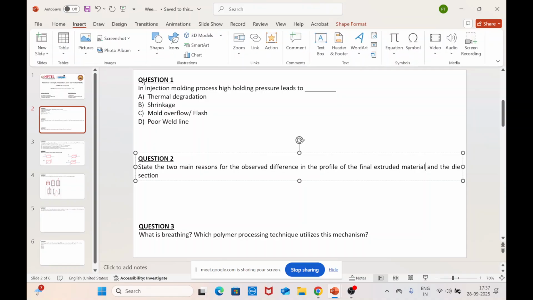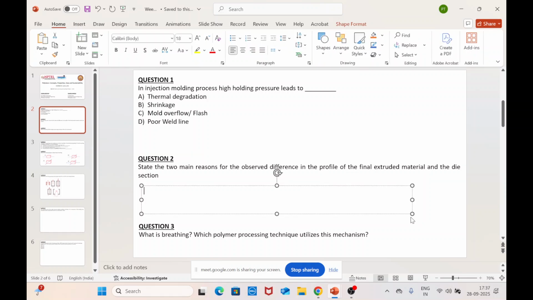So, one thing, the very first thing, is the macromolecular segmental stretching and recovery.